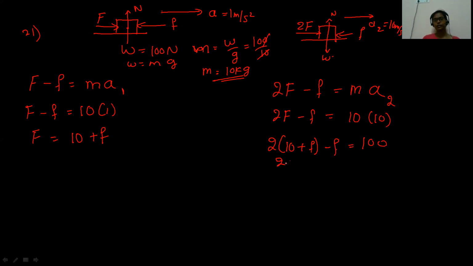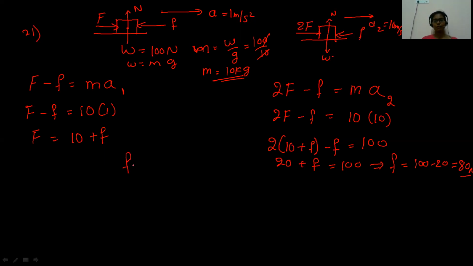So this is 2 times 10 plus 2F minus F gives me F is equal to 100. 2 into F is 2F, and 2F minus this F gives me F. Or we can write F is equal to 100 minus 20 gives me 80 Newton. So frictional force will be 80.